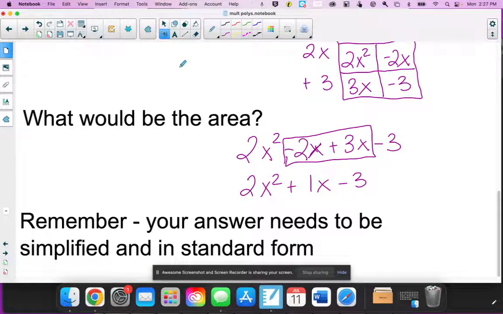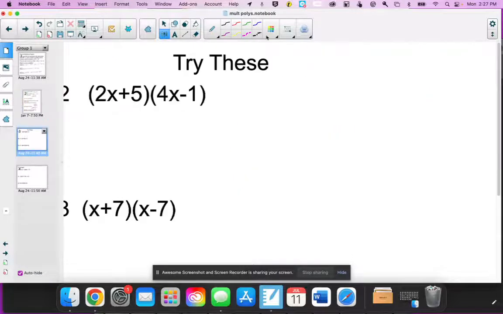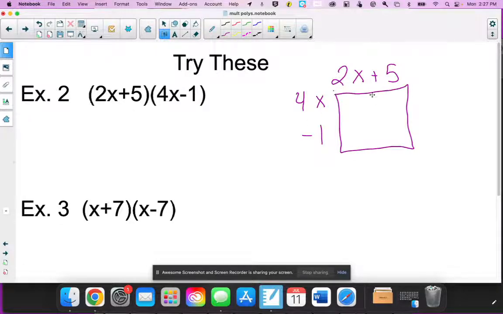Okay, so let's try a few more just to make sure you're good. Okay, and what I'm going to expect you to show as far as your work is your area model. All right, so 2x plus 5 is my length. 4x minus 1 is my width. Split and split.